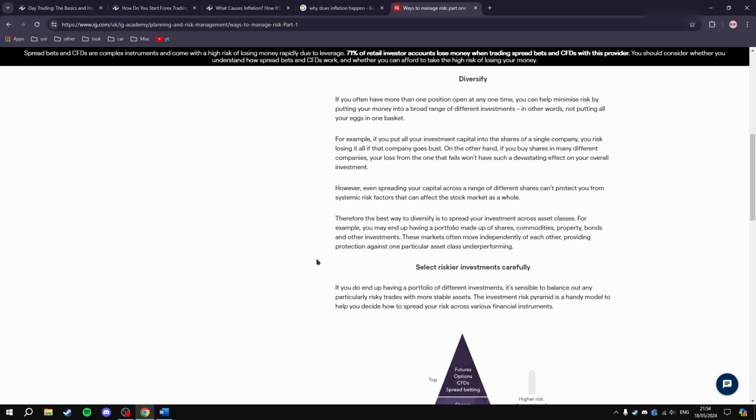However, even spreading your capital across a range of different shares can't protect you from systemic risk factors that can affect the stock market as a whole. Therefore, the best way to diversify is to spread your investment across asset classes. For example, you may end up having a portfolio made up of shares, commodities, property, bonds, and other investments. These markets often move independently of each other, providing protection against one particular asset class underperforming.